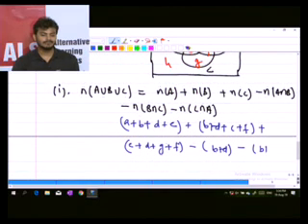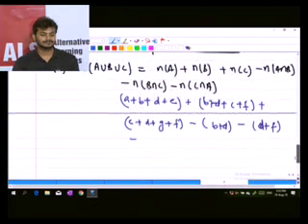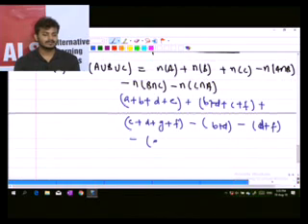D plus F minus. What is the C intersection A? C intersection A would be C and D. Sorry, this is E and D. My bad. This is E and D. Okay. This is not the complete formula.